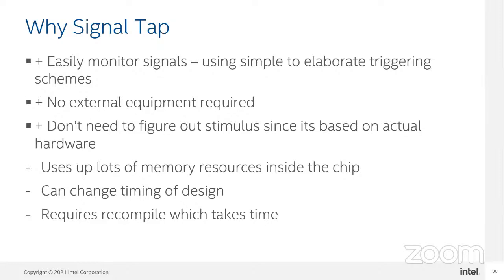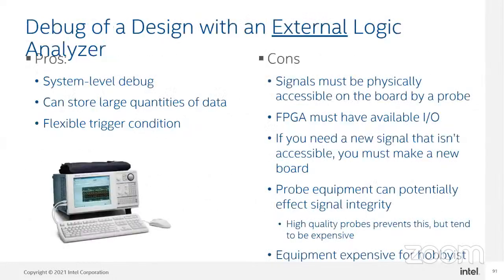That's the only drawback. But what are the advantages? That's what is shown here. Assuming you are using an external logic analyzer, what are the advantages? You can do system level debug, you can store large quantities of data, and you can have flexible trigger conditions. But the drawback is that the signals must be physically accessible on the board by a probe. You need to connect all the signals with a probe.